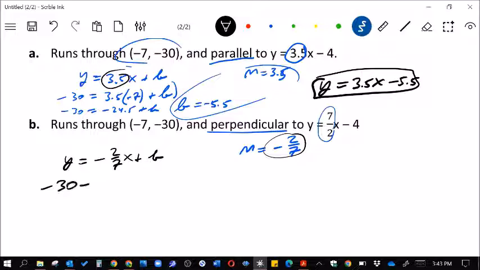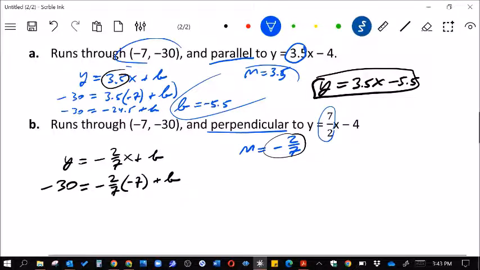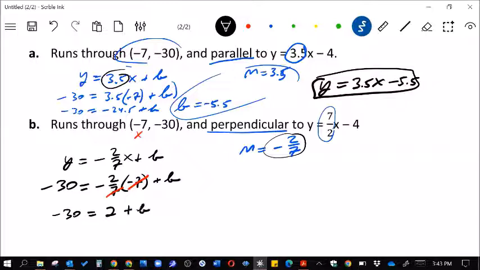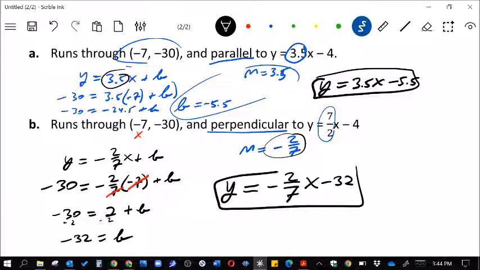Let's work it out just the same way. Now, here's an interesting thing that saves us some work: you notice that because the x is -7, that 7 and that 7 will cancel out. And so we get -30. Negative times negative is positive, so we have 2 plus b. And when we subtract 2 on both sides, we get -32 is equal to b. So we have y is equal to -2 over 7 x minus 32.